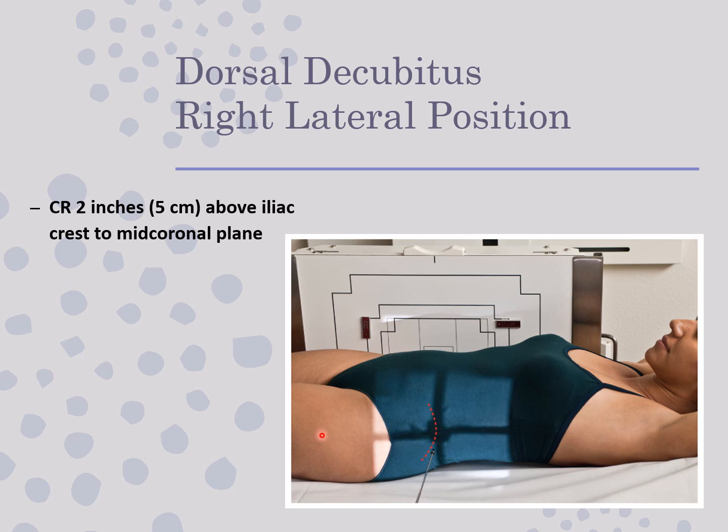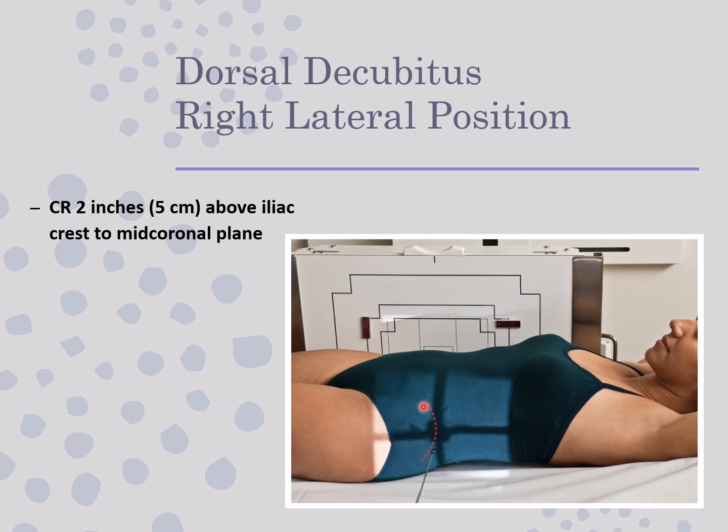You want to place the patient. This one, she's probably lying on the stretcher and they've just put it in front of the chest board. So you would put the patient with whichever side would be easier, ideally against the chest board, and then you would adjust it so that the central ray was 2 inches above the iliac crest.